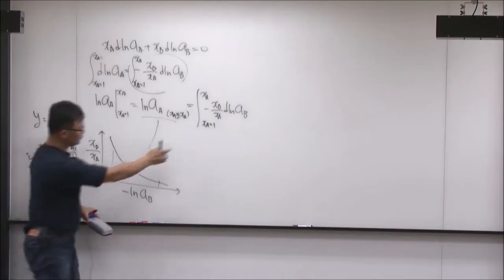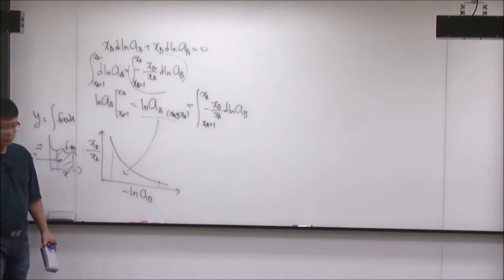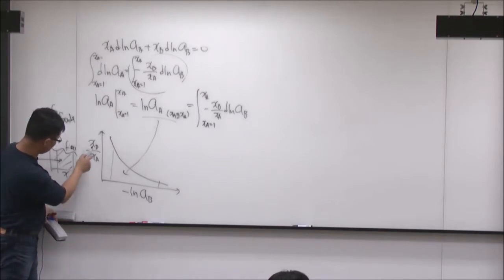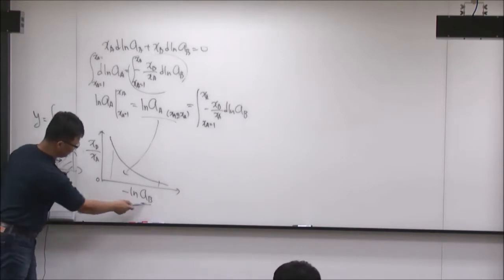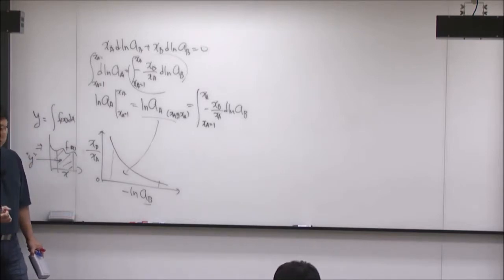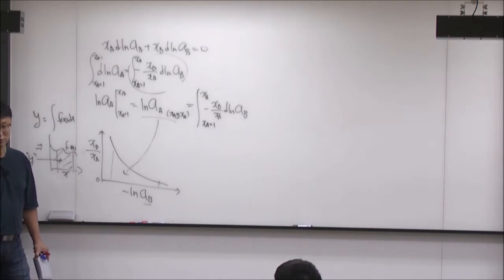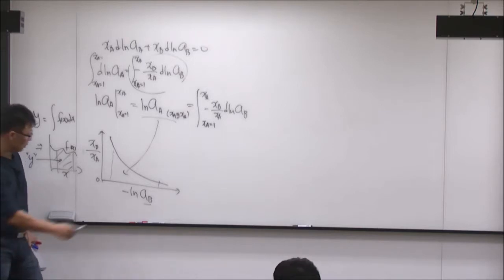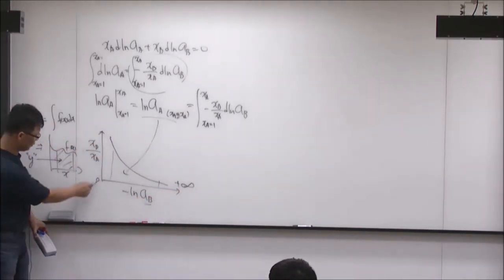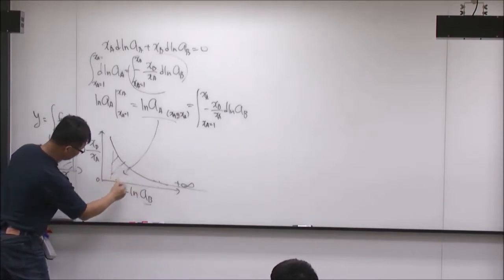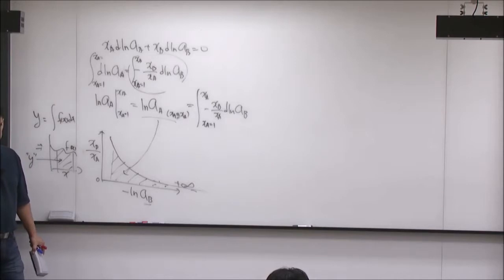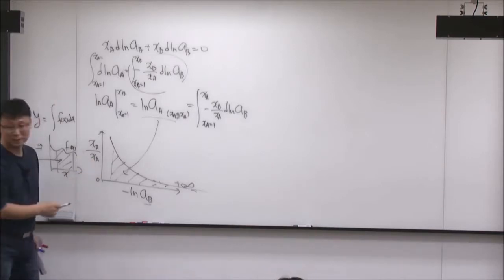However, if you look at this one, when XA equal to 1, XB is 0, so at the zero point on the y-axis, the activity of B is 0, because there's no B at all. So ln 0 is minus infinity, so this one is plus infinity. This curve goes on forever. So you are summing, but you cannot sum because you have an infinite value here. So mathematically, you cannot solve this problem.